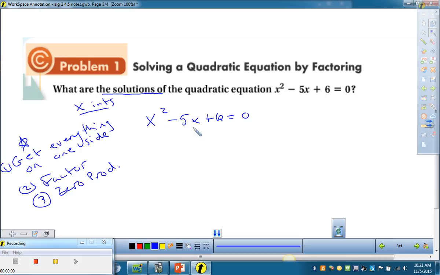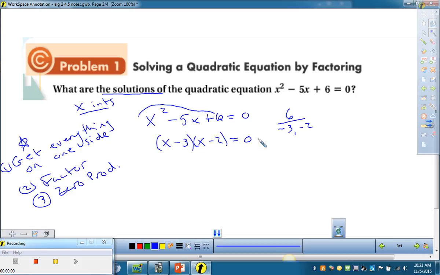All right? So does x squared minus 5x plus 6 factor? Okay? Let's multiply to 6 and add to negative 5. Negative 3 and negative 2, that will do it. And I can do the shortcut on this one, right? Because the coefficient of x squared is 1. So my factors are x minus 3 times x minus 2 equals 0.